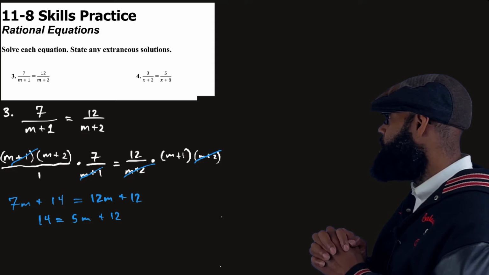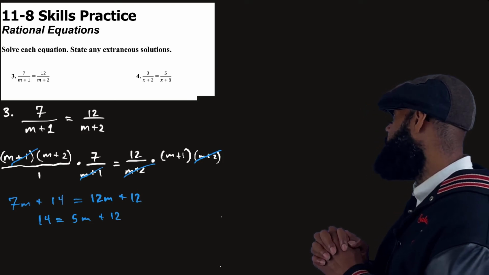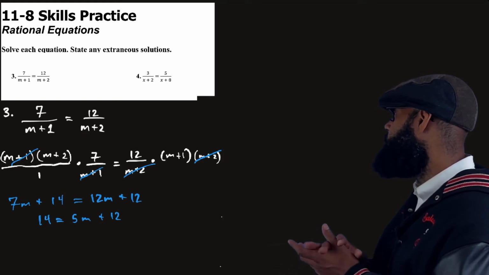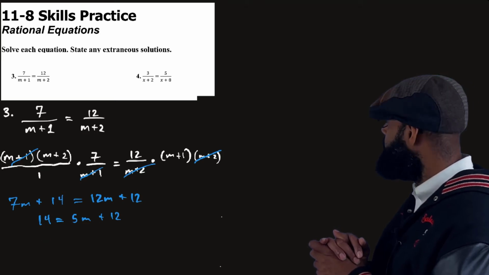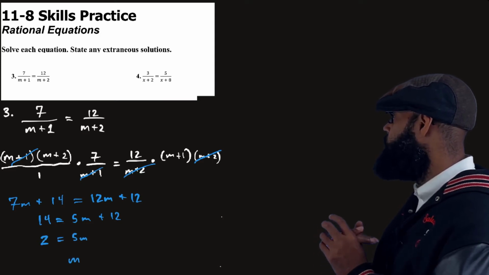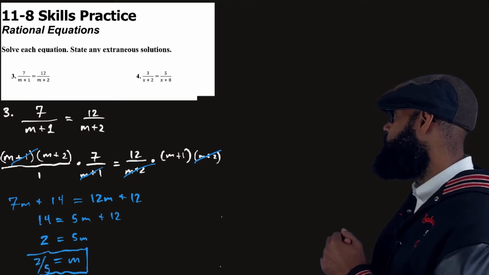Let's go ahead and get our variables on one side. So I subtracted 7m from the left and right, leaving me with 14 is equal to 5m plus 12. And here, guys, two-step. Recognizing my two-step, 12 minus 14... should be 2. Yeah, 12 minus 14 is 2. 2 is equal to 5m, and divide both sides by 5, and I get 2/5 for my solution of m.